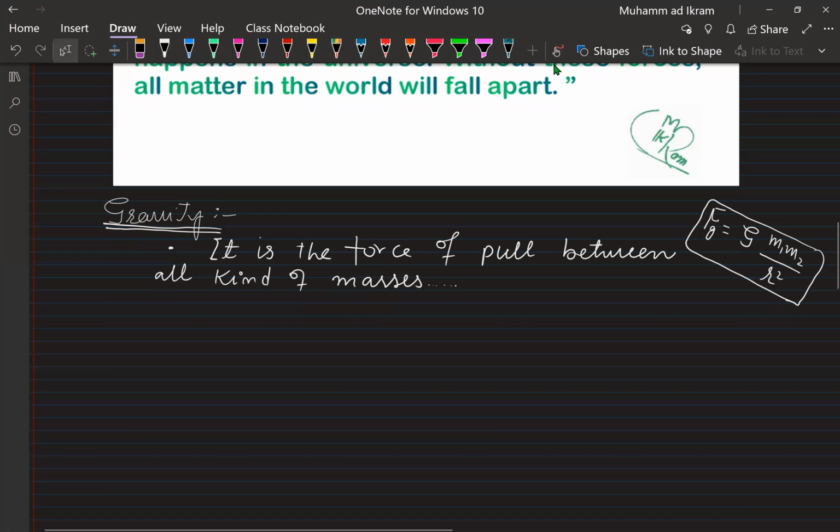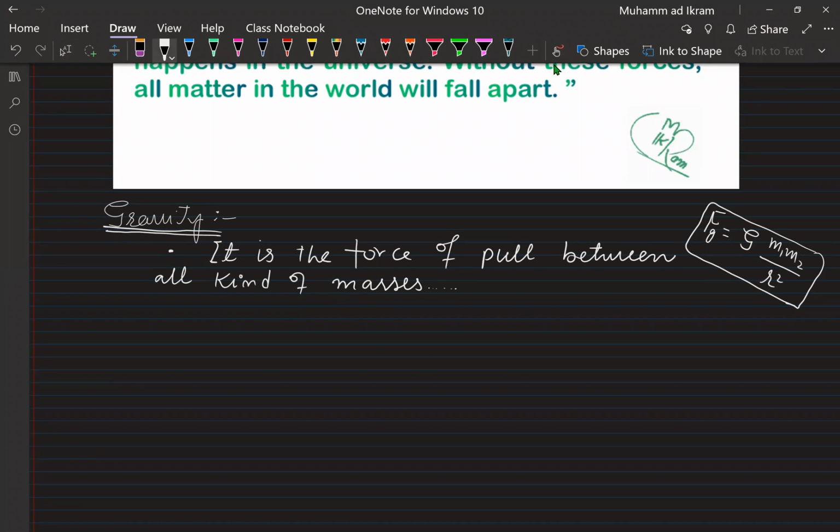And according to Einstein, not just this, but gravity affects both space and time, or simply, it affects space and energy also, right? That it bends space and it affects the energy also, right? So this is such an important force.